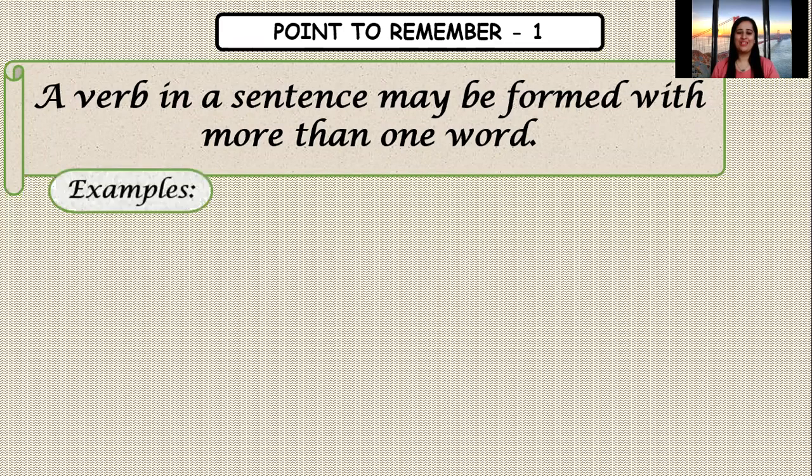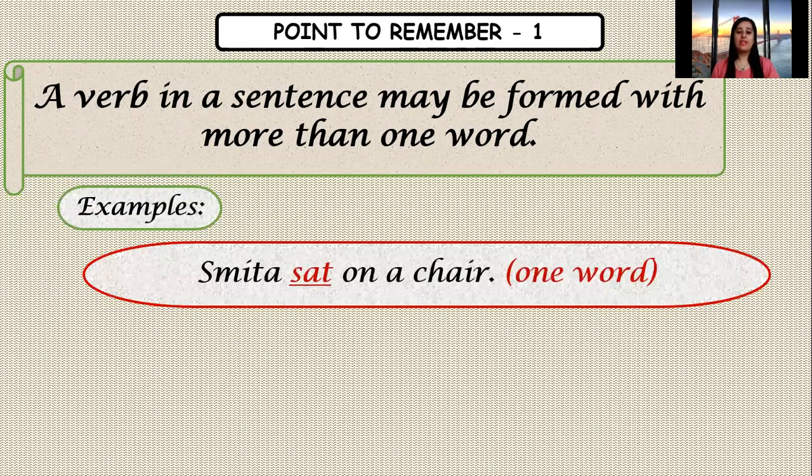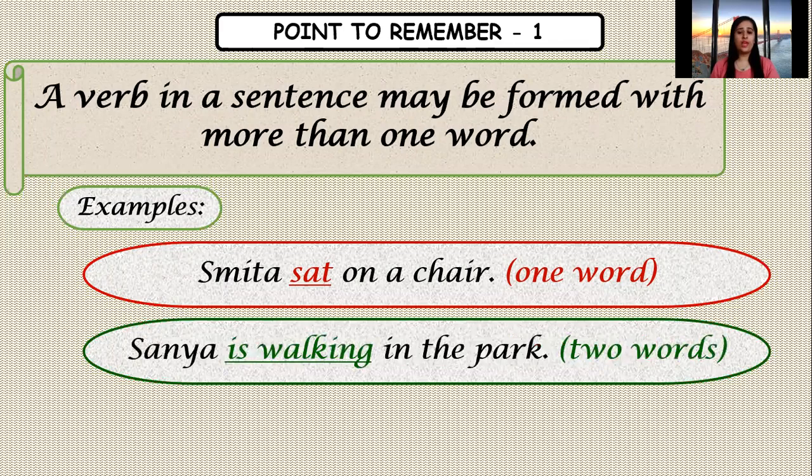Here we go. Now look at this example. Smita sat on a chair. What is the verb here? Sat. Sat is just one word. So the verb here is sat, which is one word. Now look at the second example. Sanya is walking in the park. Now what are the verbs here? Is, walking. So that means there are two words here. Okay, so here in this sentence, the verb is formed by two words.